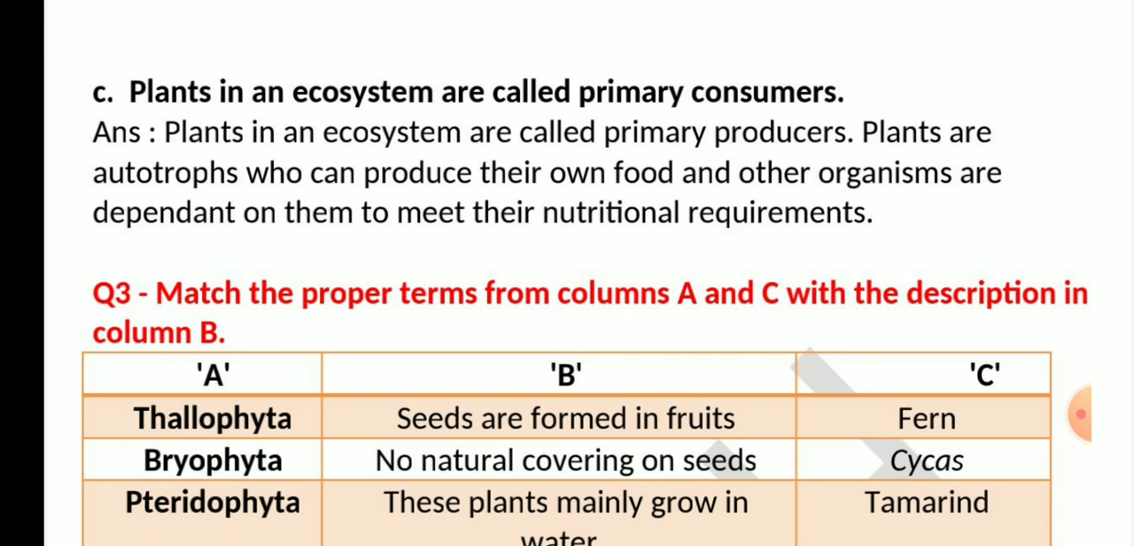Plants in an ecosystem are called primary consumers. Plants in an ecosystem are called primary consumers because plants are autotrophs who can produce their own food and other organisms are dependent on them to meet their nutritional requirement. Therefore, plants are primary consumers.